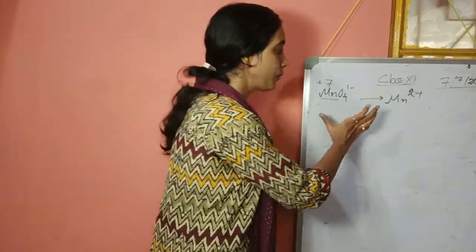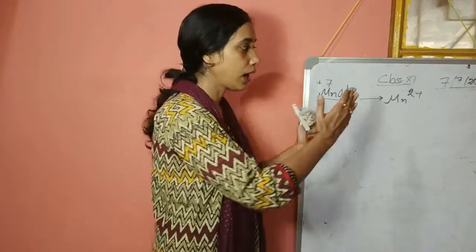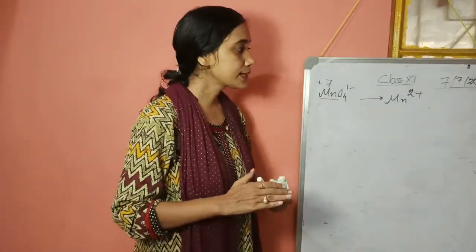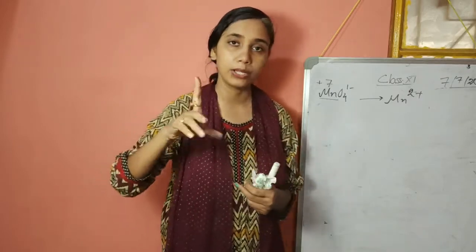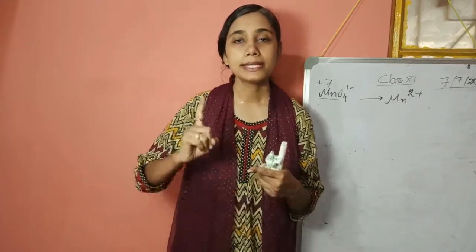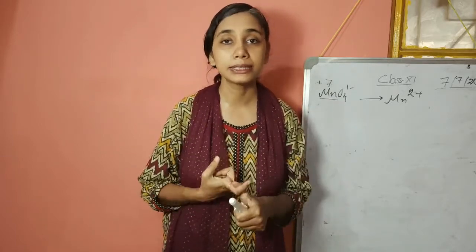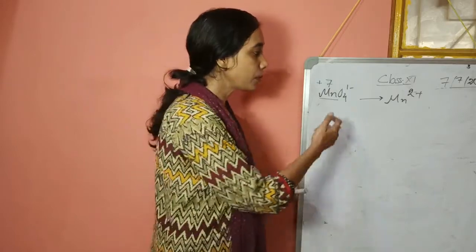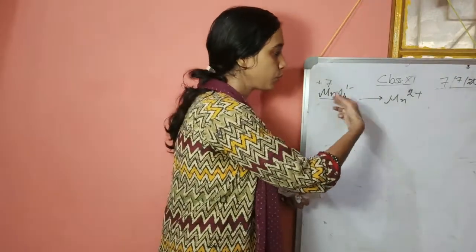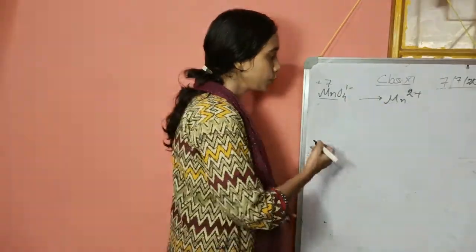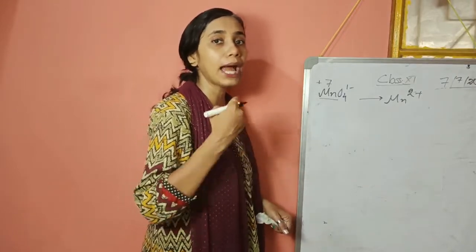Now, how to balance this half equation? As a whole equation balancing will come later; we'll do only half equation balancing. There are certain steps to solve this type of problem. Remember step 1. I hope you all are sitting with the copy. Balance atoms other than oxygen and hydrogen. Here, other than oxygen and hydrogen, we have only manganese, and it is balanced on both sides, 1 and 1. Step 2 is to balance oxygen by adding water molecules.